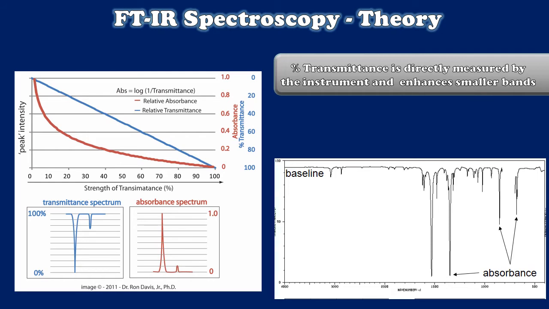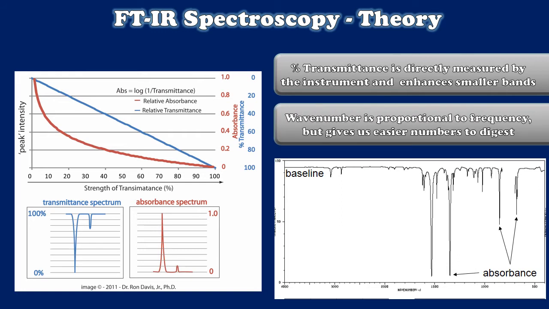This is because the percent absorbance allows us to apply Beer's law in UV vis, but in the case of IR, we want to coax out smaller signals in the spectrum most of the time, and this is done better using the percent transmittance, which is directly measured by the instrument.